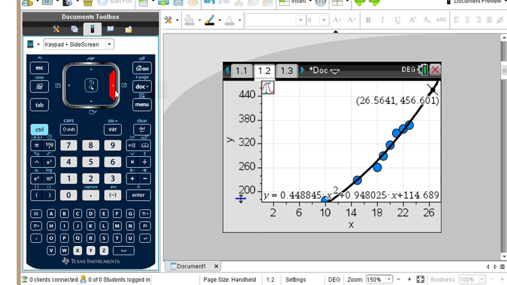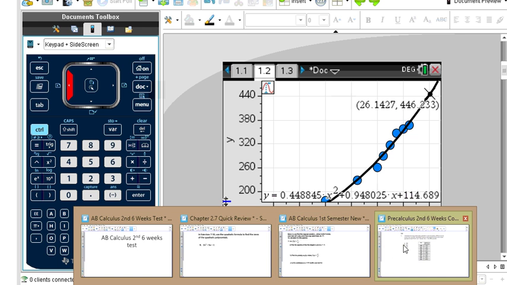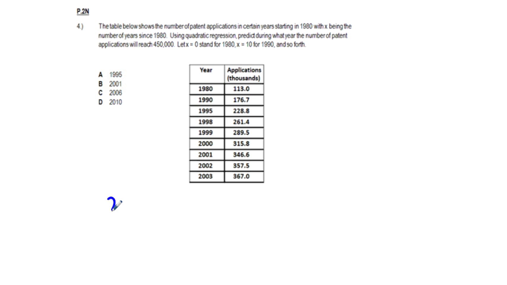So here we are between 446,000 and 456. So this is kind of as close as we're going to get. It looks like we're at 26. Well, what that's going to be is 26. We have 1980, which was year 0, plus 26 is going to be equal to the year 2006. So our correct answer is C, 2006.